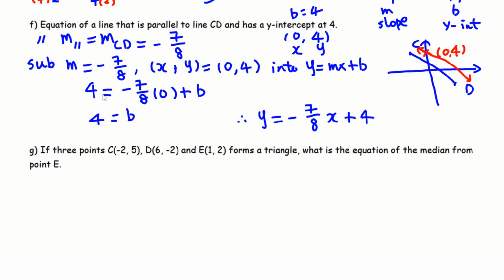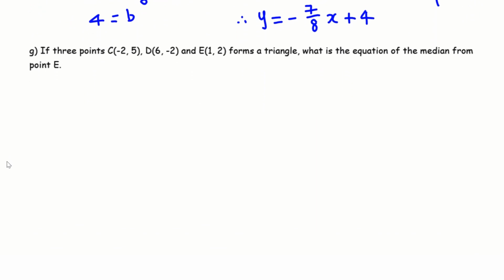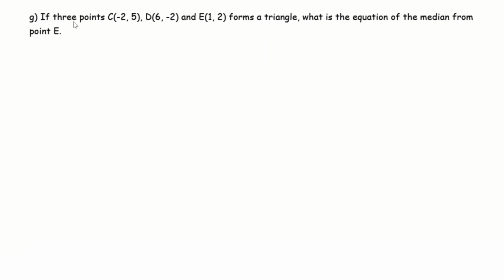So this is for parallel, and the next one is to find the median. If we have 3 points, C, D, and also another point, 1 and 2, I will just draw it.